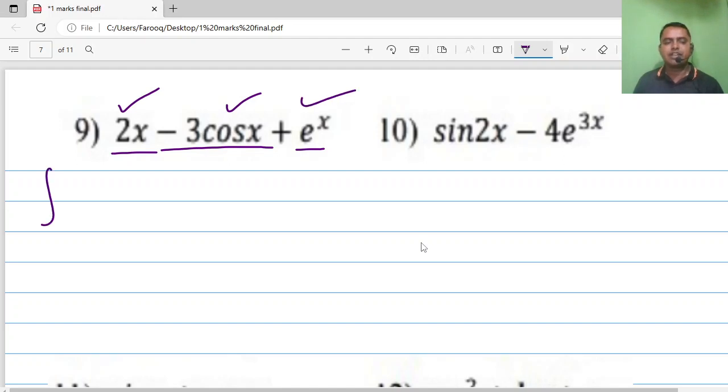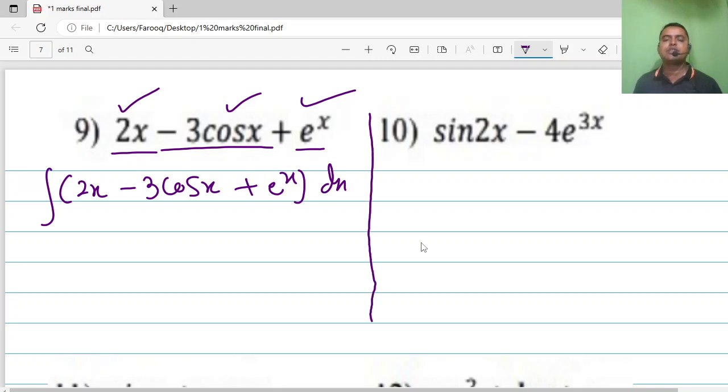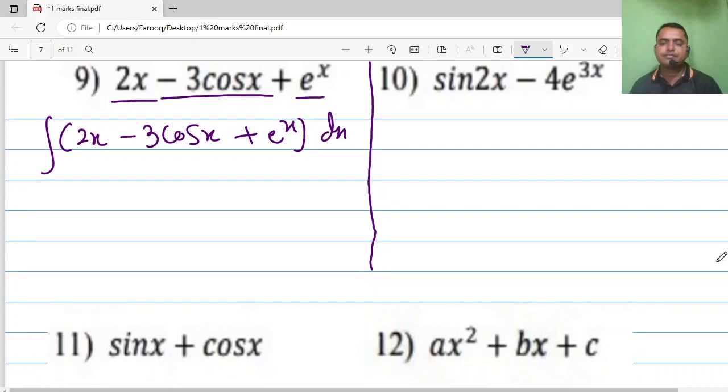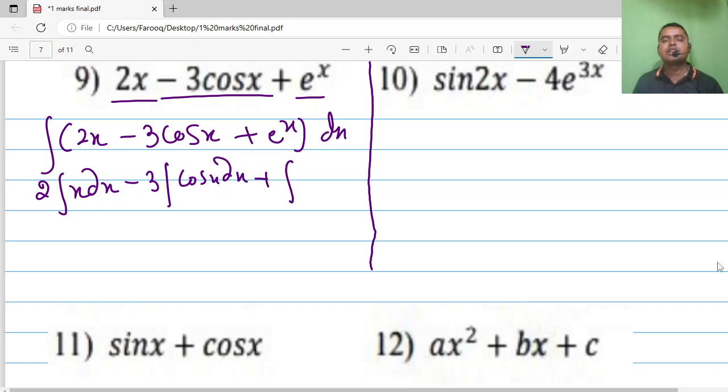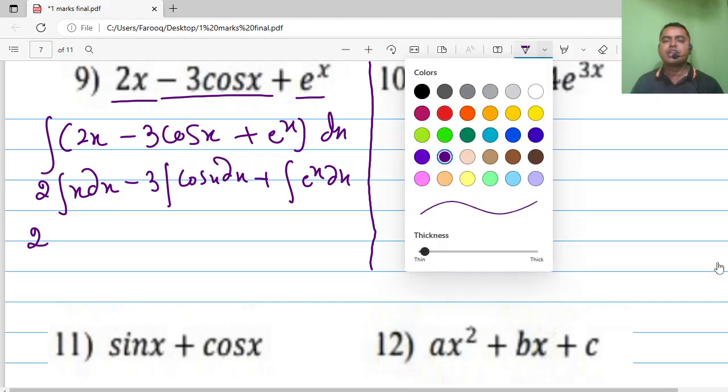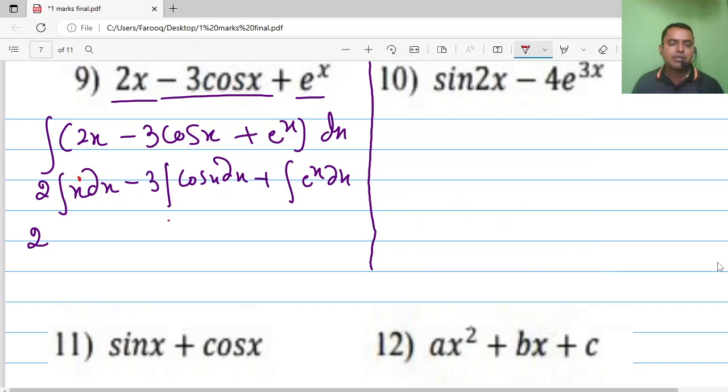You have to write first integration of 2x minus 3 cos x plus e raised to x dx. Take 2 outside: integration of x dx, minus 3 outside, integration of cos x dx, plus integration of e raised to x dx. 2, here the power is 1. If we don't have a power on x, there will be 1 here. X square, 1 plus 1 means 2.